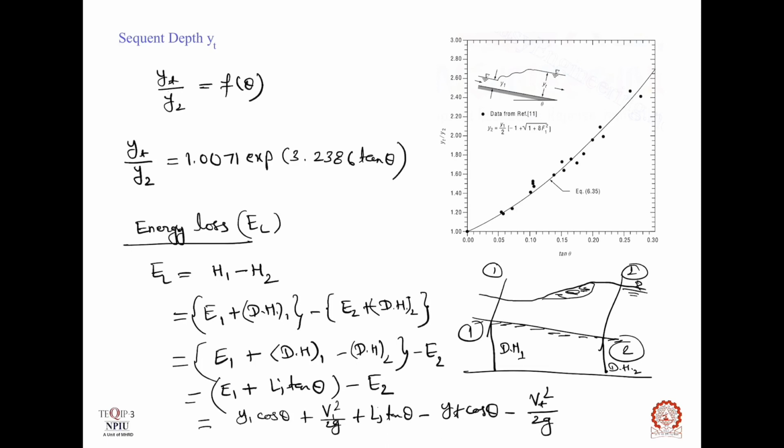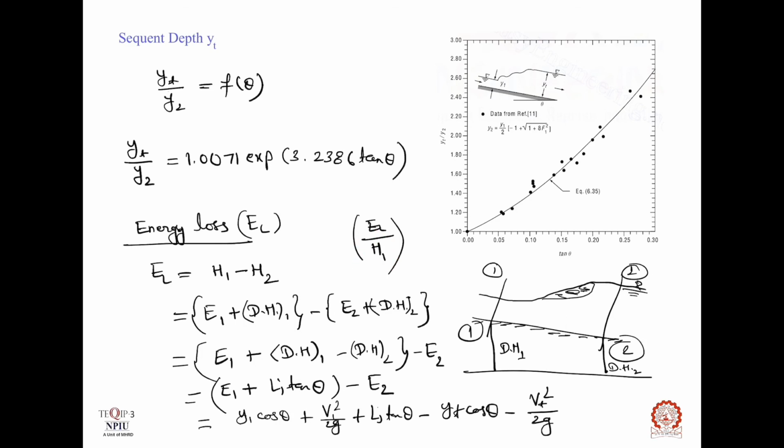If it is required to find the relative energy loss, then in that case we use EL divided by H1. This is the relative energy loss in case of sloping floor. Instead of specific energy we have to use total energy here, because the floor is sloping, not horizontal.